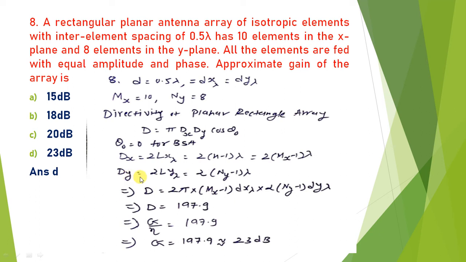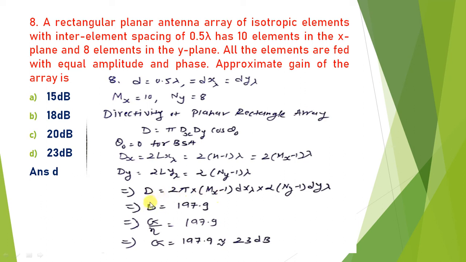Similarly Dy, what is Dy? Directivity in y plane is equal to 2 multiplied by L, length of the array axis in y plane. So 2 Ly over lambda, that is equal to 2 (Ny minus 1) times lambda. What is Ny? Ny is the number of elements in y direction. Put Dx and Dy in this equation, so that will give you overall directivity, pi multiplied by 2 (Mx minus 1) dx lambda multiplied by 2 (Ny minus 1) dy lambda. Now Mx is given to you, number of elements in x direction, that is equal to 10, Ny is equal to 8, inter-element spacing is given 0.5 lambda. Put all these values, you will get 197.9.